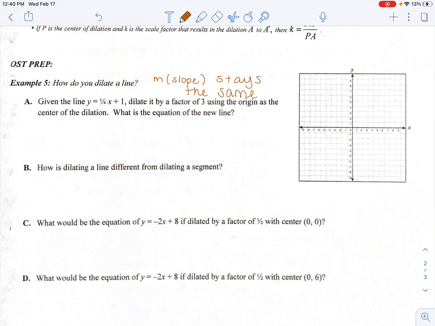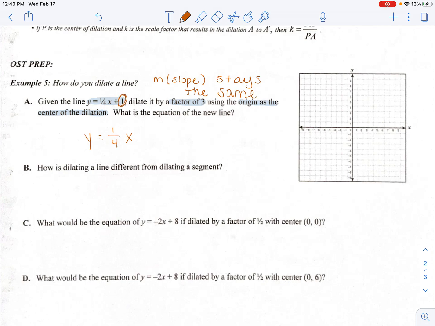Okay, the y-intercept changes. So for example, the first one says, given the line y equals 1/4 x plus 1, we want to dilate it by a factor of 3 using the origin as the center of dilation. So we know that our equation line is going to start off with this, y equals 1/4 x. So the slope's going to be the same. What's going to change is this, the 1.